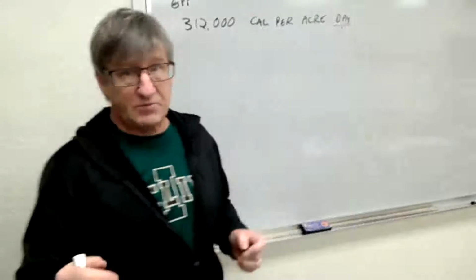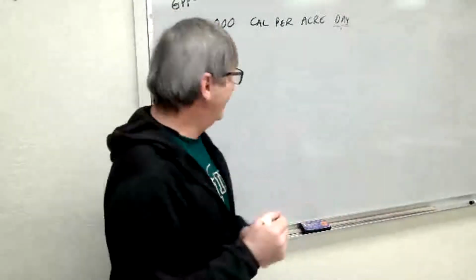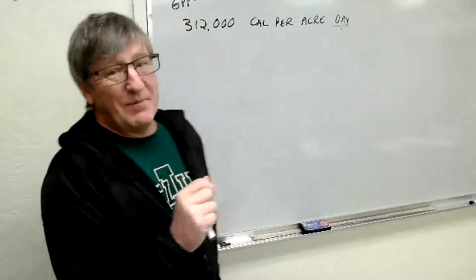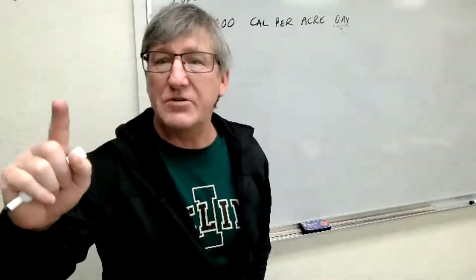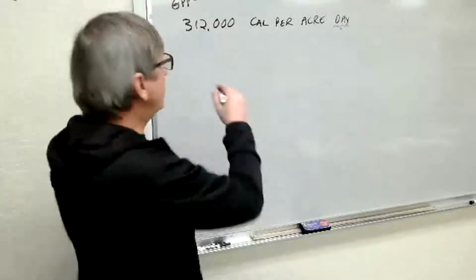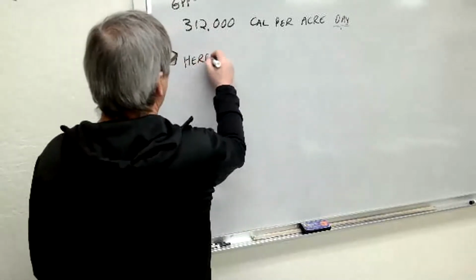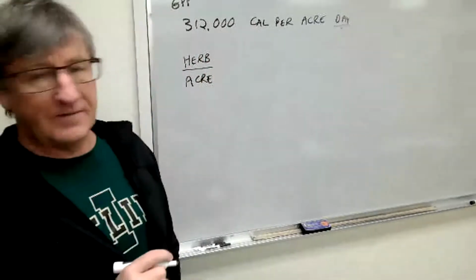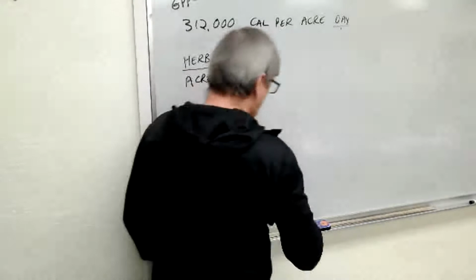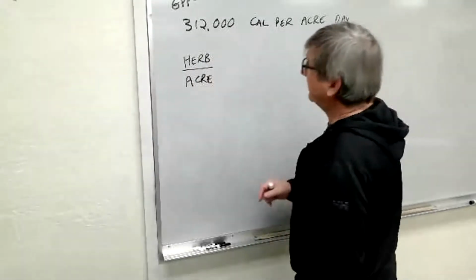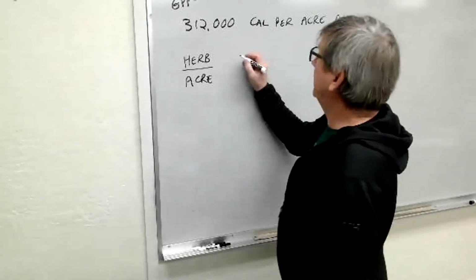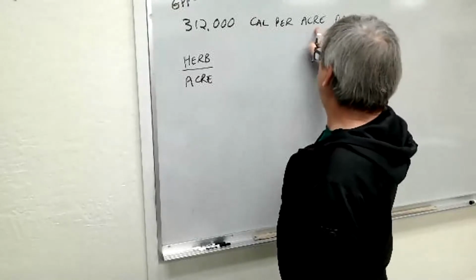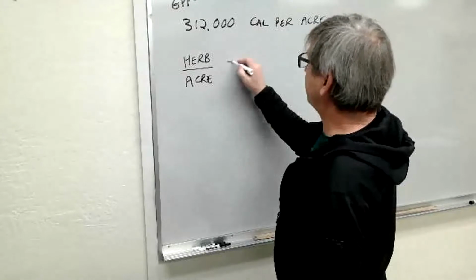Now I like to do these with dimensional analysis. That's what I'm thinking of. And I always start by thinking about my final answer should be in what unit. Okay, it should be herbivores per acre should be my final unit, right? So, I've got calories per acre, right? And I want acres on the bottom, so that's where I'm going to start.